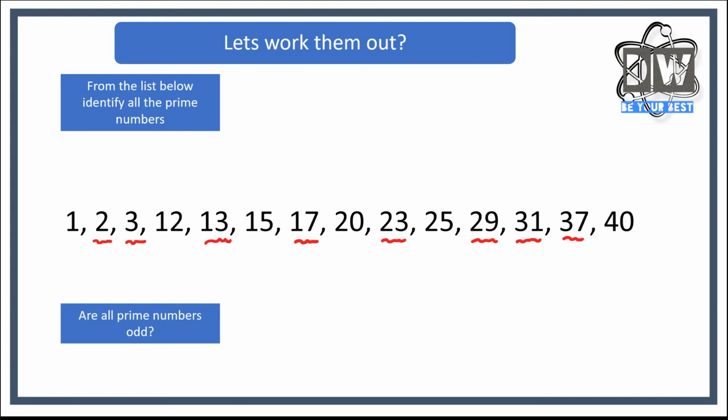A question we often get asked is, are all prime numbers odd? And you can see lots of them are odd, but 2's not odd. So that blows out that suggestion, isn't it? So 2's a prime number and it's not odd. So just remember that in future. But a lot of them are, so bear that in mind.